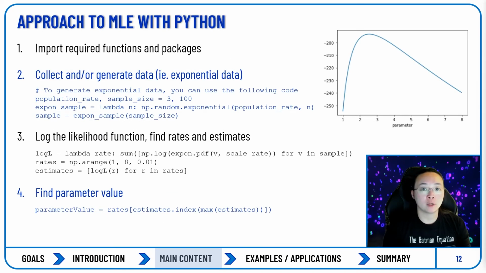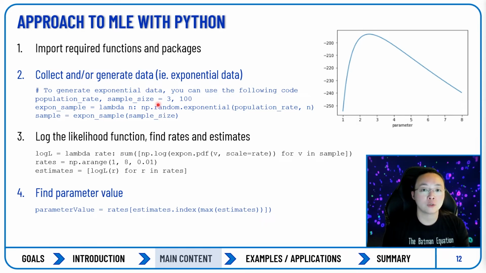Now for the part that we've all been waiting for: how can we approach MLE with Python? First of all, we have to import the required functions and packages, and that completely depends on what kind of data you're looking at, whether the distribution is exponential, normal, and so on. So I'm going to leave that empty. Next, you're going to either collect or generate data. I have these two because sometimes you simply want to test your approach using dummy data, in which case you generate some dummy data and see if it fits well.